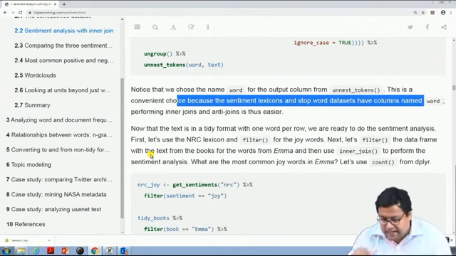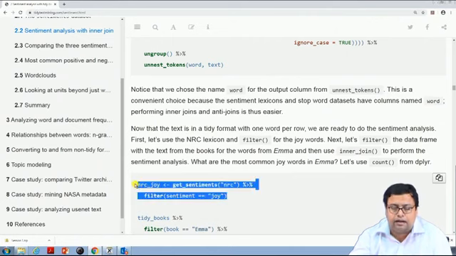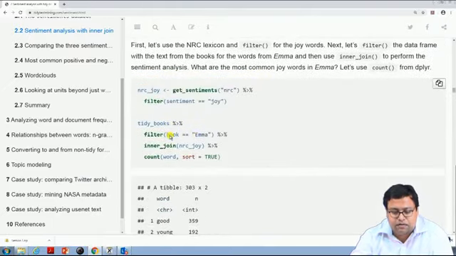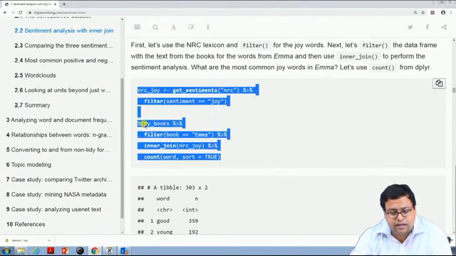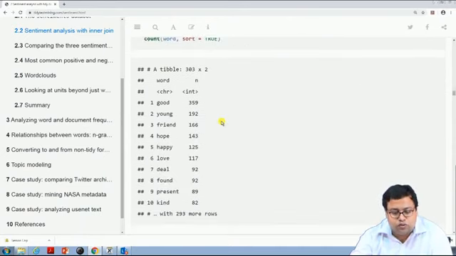They are saying get_sentiments NRC and filter sentiment equal to joy. So, they are creating basically a data set where only joy related words are there. Now, in this tidy books data set that they have created, they are finding the book named Emma, and in this book they are finding which words are associated with joy. Only those words they are taking, and they are trying to find the count of those words. So, now this word good, which is related to joy, occurs 359 times in the data set.